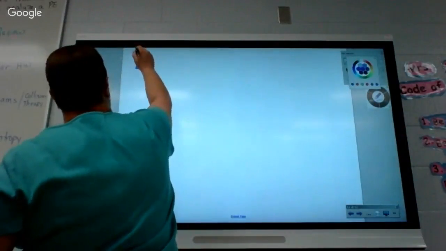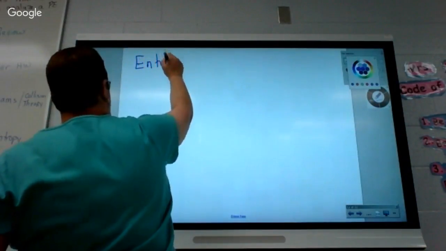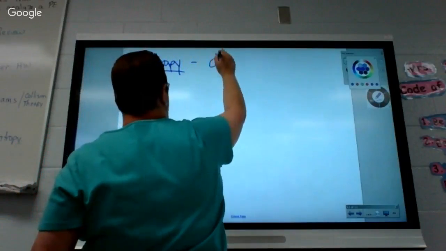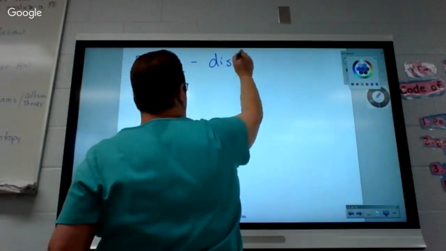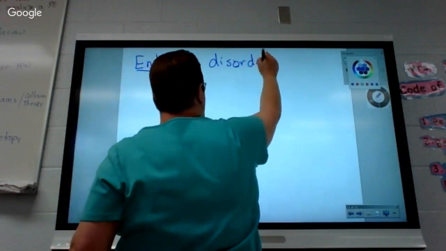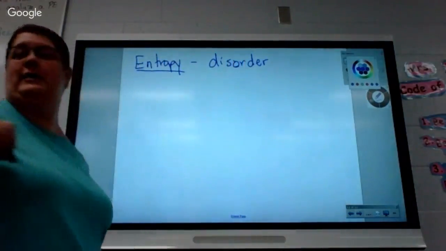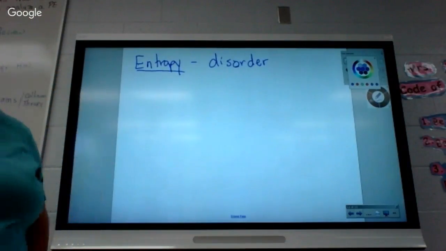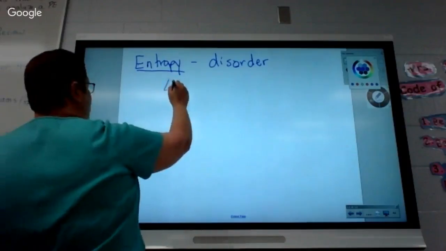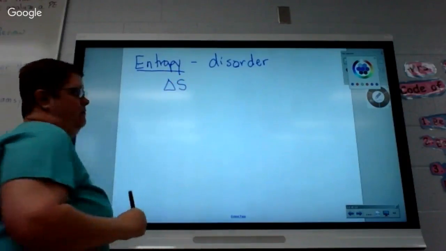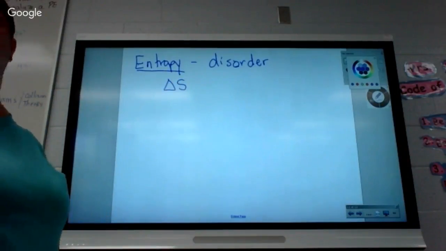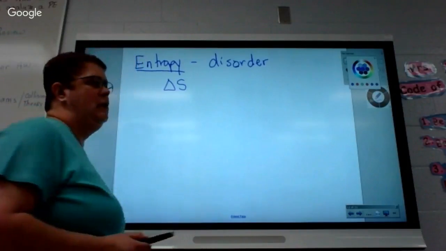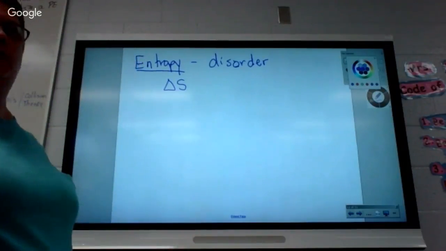So, entropy. Anybody remember what I told you to put down for the word entropy? Entropy is disorder. Now, just like enthalpy, it also has a symbol. It is delta S. It is given the symbol delta S.